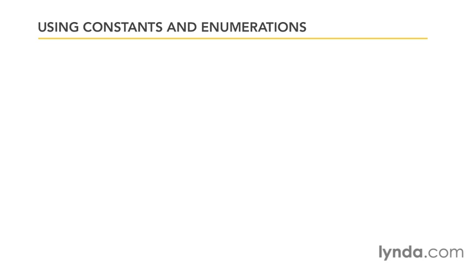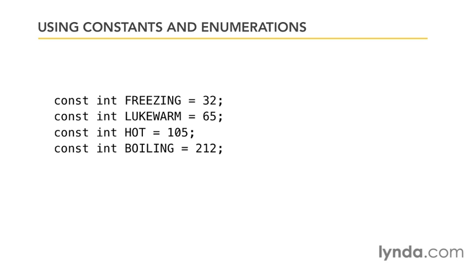Enumerations are a close cousin to constants. And what you'll probably find in many situations is that you'll use a whole bunch of constants that are related to each other. For example, if we had a constant for the freezing point of water, we might have a whole bunch of other constants to go along with it. There might be one for lukewarm and for hot and for boiling. Well, it seems kind of silly to have all these separate constants defined for different values that are really all related. So the way you solve that problem is using what's called an enumeration.